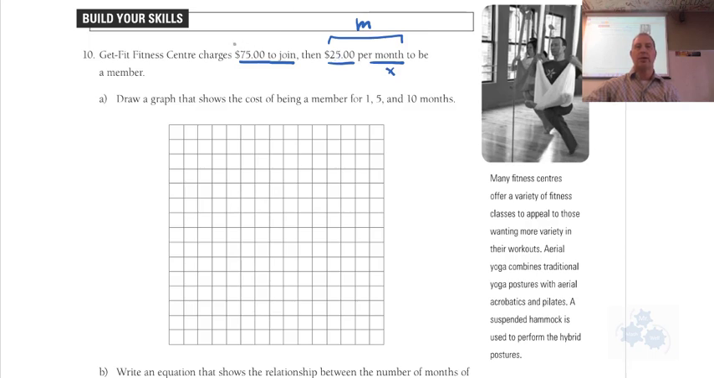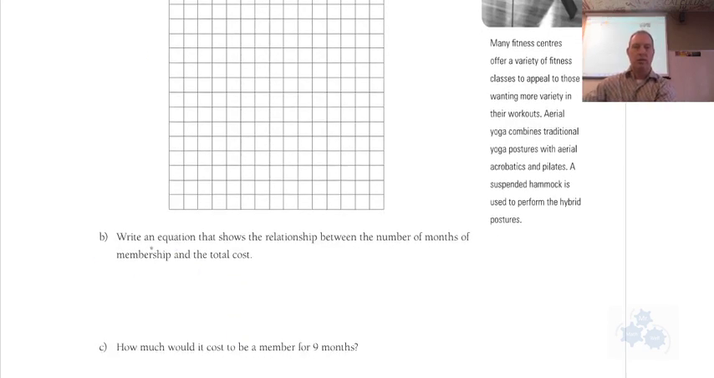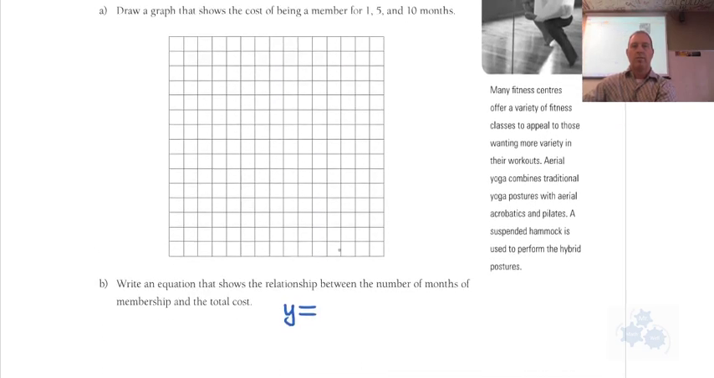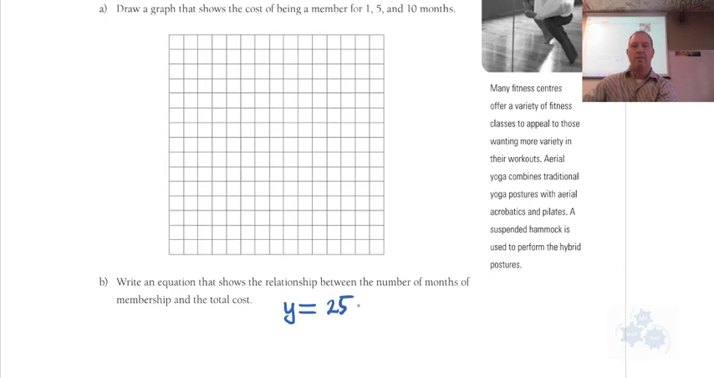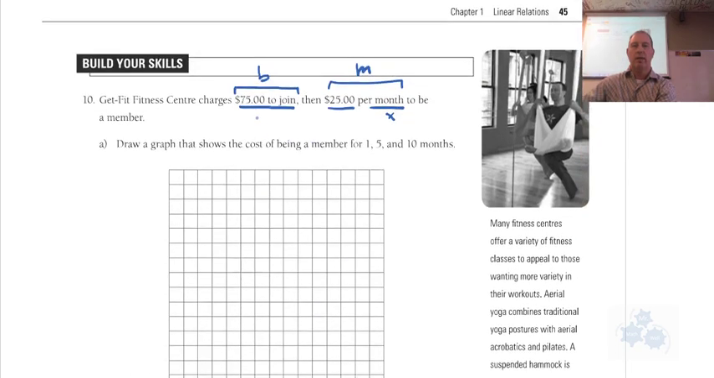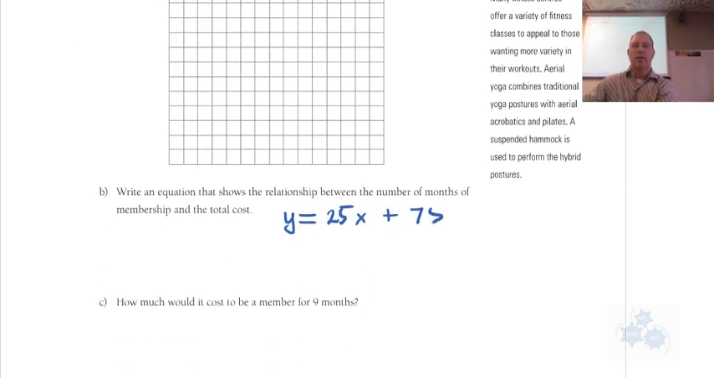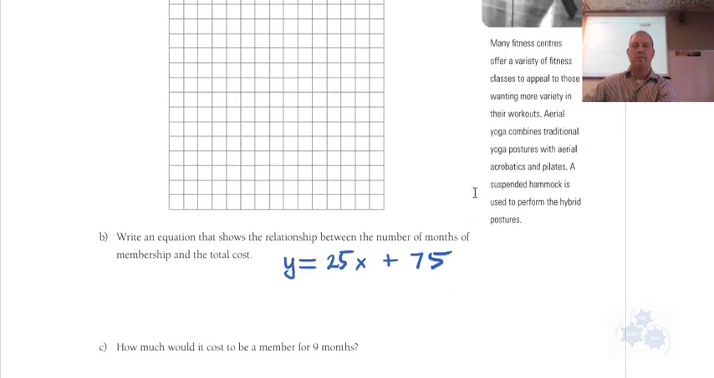What is this part right here? 75 is going to be the, what letter goes here with the 75, or what part of the equation? B, correct. That's b. Awesome. So we already know the equation, and that's down here, I guess. Write an equation. Y equals 25x plus 75. Okay?